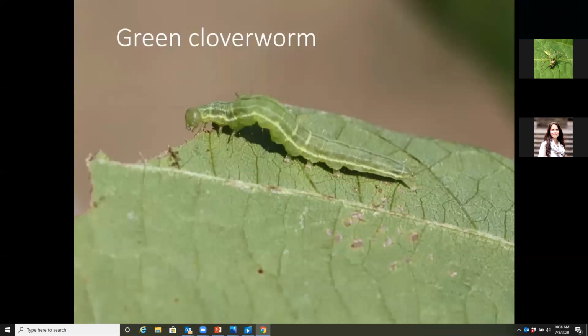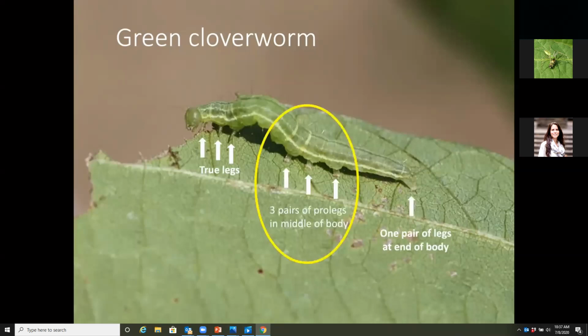Green cloverworm is our most common defoliating caterpillar and may be found at any time during the growing season. The caterpillar is green, slender, and gets about 1 inch long. All caterpillars we are interested in have these legs at the front of the body called true legs, and this pair at the back end of the body at the last abdominal segment. But the legs we are interested in are these in the middle. They are called prolegs, and the number of pairs of prolegs in the middle of the body is often how we can distinguish between caterpillar species.